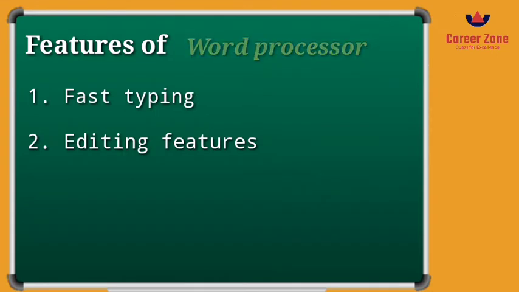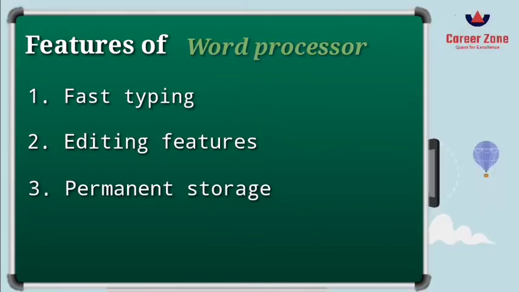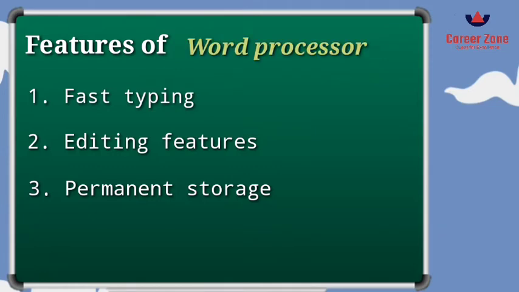So that is what we have in the second feature, the editing feature, which helps you to edit a document very easily. It means if you have made any mistake while typing, a spelling mistake, you need not create a new document, you can just erase it. And the third one is permanent storage, which means that you can permanently save your document, which you cannot do in a typewriter.